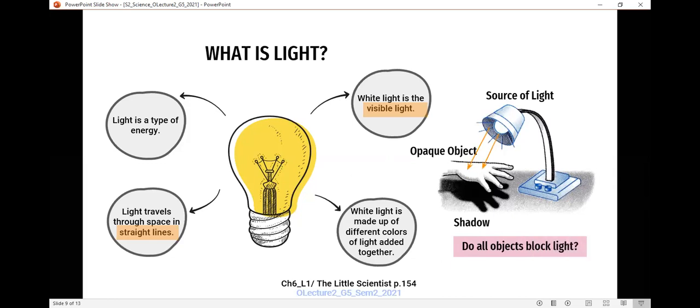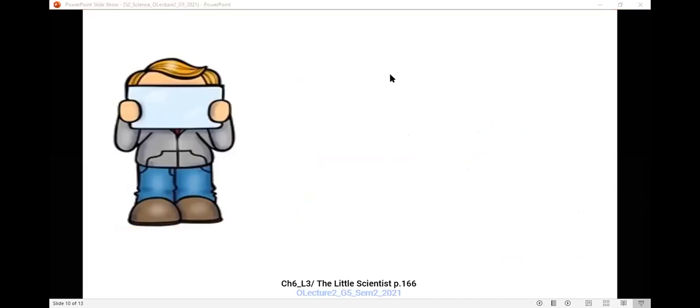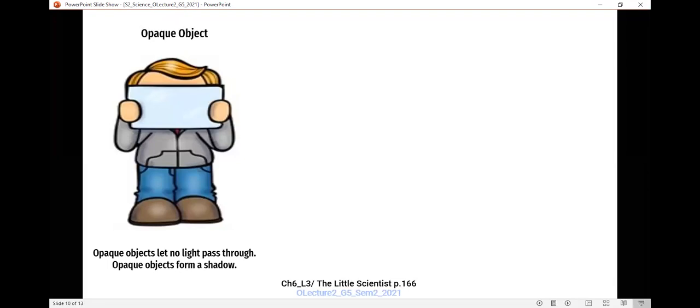Do all objects block light? No. Objects that do not let light pass through are called what? Opaque objects. Thank you. Opaque objects do not let light pass through them. They block all the light.